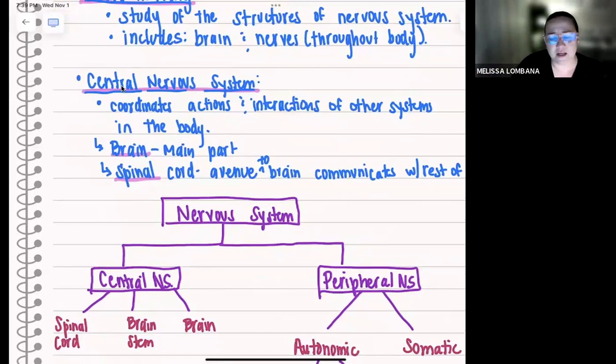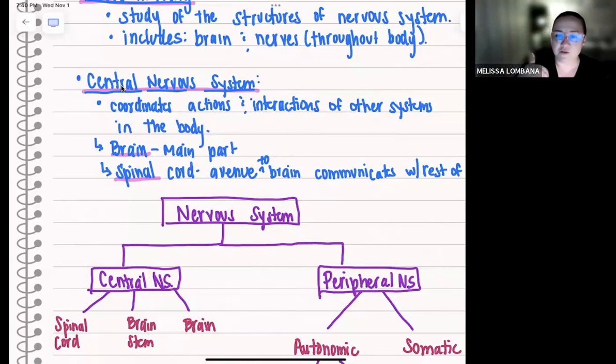This is kind of like the whole brains of the operation, because your brain is also included in the central nervous system. The central nervous system is what coordinates our actions, and it interacts with other systems in our body to tell them what to do, or how to respond. The main part, the operator of the whole thing, is the brain.